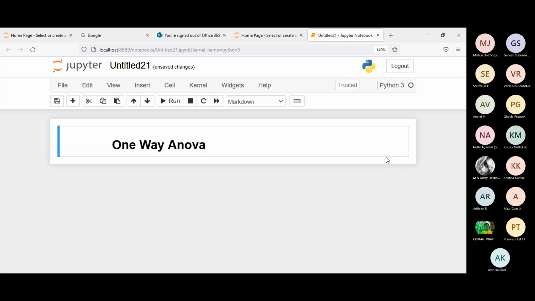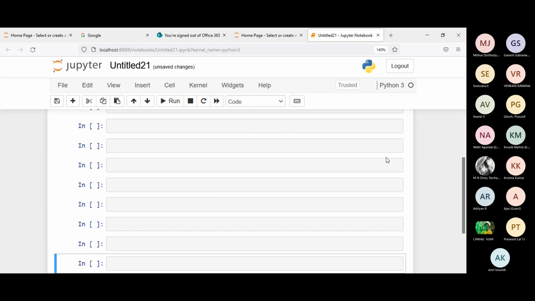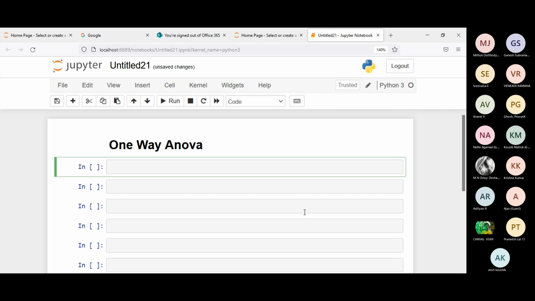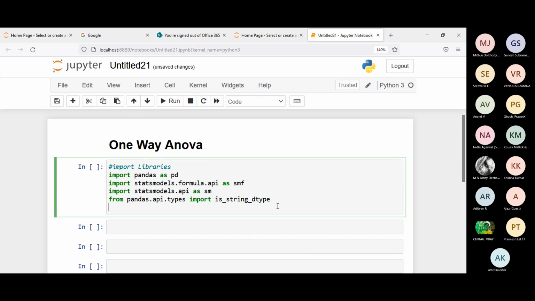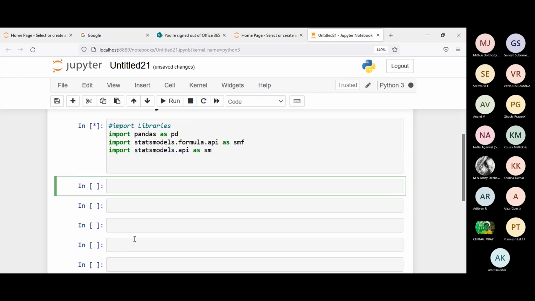Control Enter. Let's import the necessary libraries. Right. I'll again fall back to all these things. Just ignore this. So statsmodels.formula.api as smf, statsmodels. Okay.